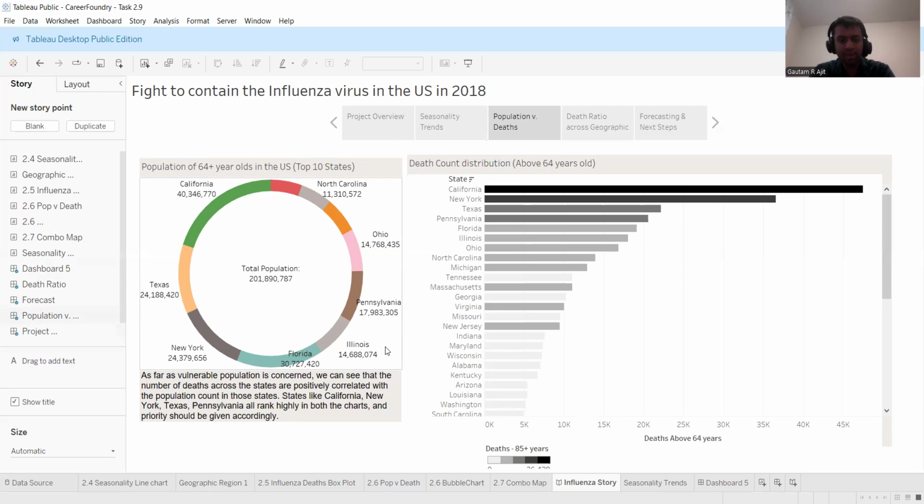But here we made another distinction based on the saturation color of the bars. So here you can see California, which has the most number of deaths above 64 in the vulnerable population segment, and within the vulnerable population segment, we could start with the more elderly. By more elderly, I mean people who are aged above 85 years. As it would be wise to prioritize vaccinating people based on age.